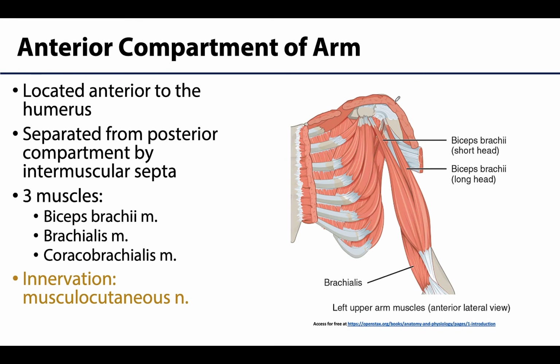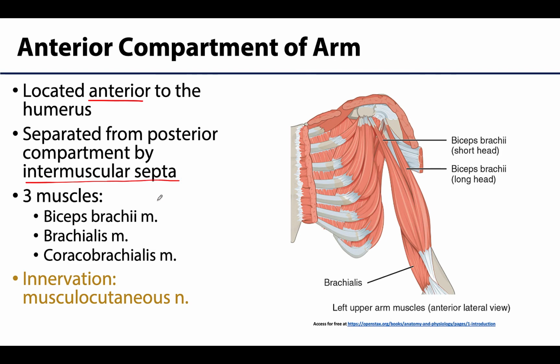So as noted in previous learning objectives, there is an anterior and a posterior compartment of the arm. And when I say arm, I don't mean the entire upper limb. I'm speaking specifically of the region between the shoulder and the elbow. The anterior compartment of the arm is located, as you might imagine, anterior to the humerus and separated from the posterior compartment of the arm by thick areas of deep fascia called intermuscular septa. So it's really what's helping to form those muscle compartments.